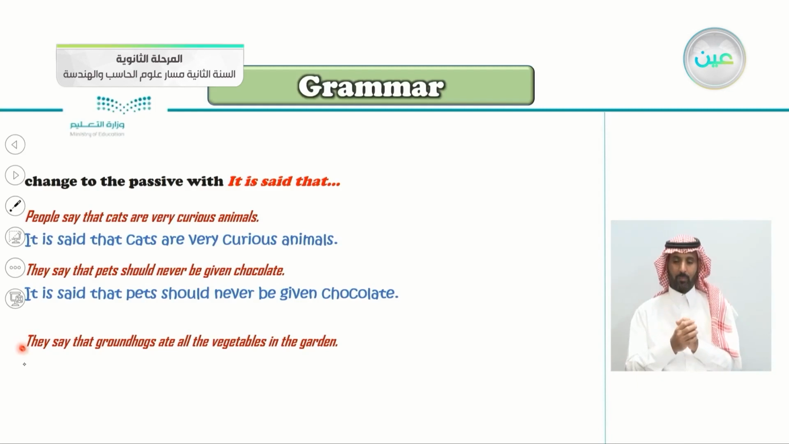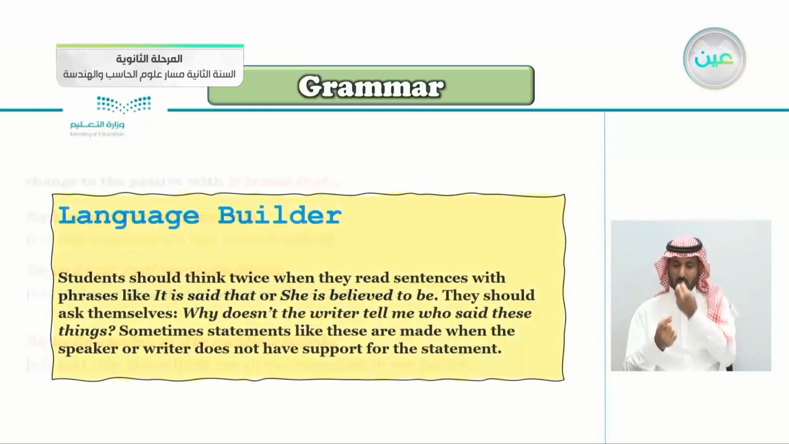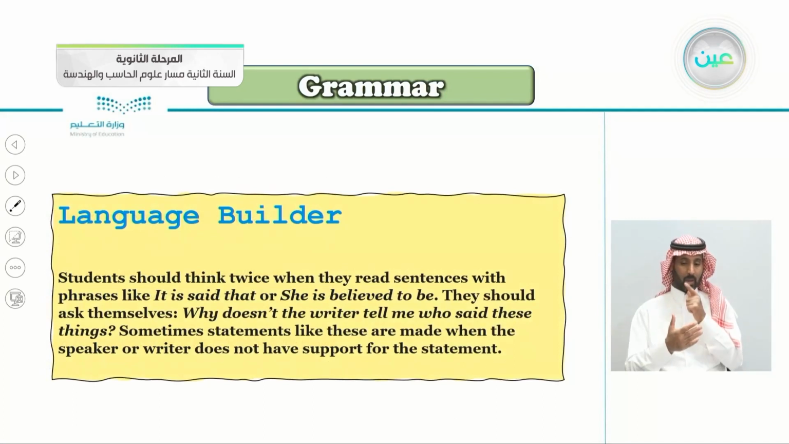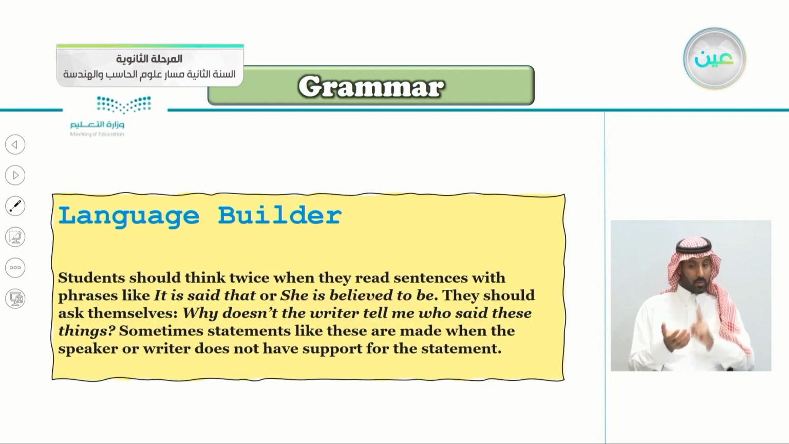So what do we say here? It is said that groundhogs ate all the vegetables in the garden. Very good. Here's a language builder for you. Students should think twice when they read sentences with phrases like "it is said that" or "she is believed to be." Why? They should ask themselves, why doesn't the writer tell me who said these things? This is an interesting question.